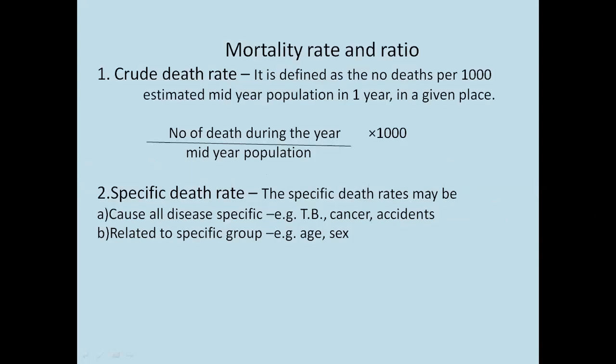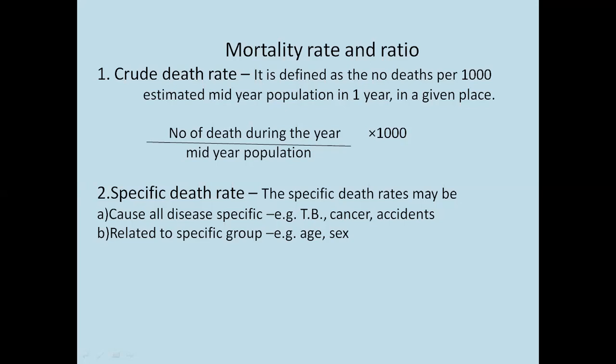Now, mortality rates and ratios. The first mortality rate is the crude death rate. Crude death rate means death from any cause, where no specific cause is mentioned, and it is defined as the number of deaths per 1000 estimated mid-year population in 1 year in a given place. So this is calculated by this formula.